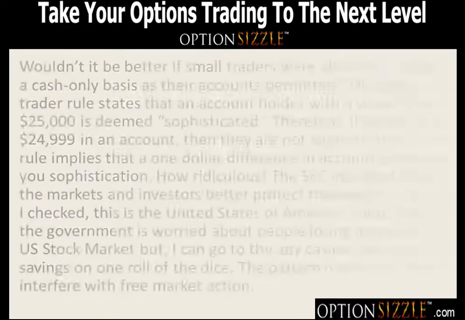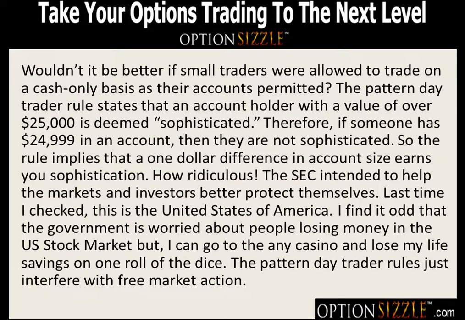Wouldn't it be better if small traders were allowed to trade on a cash-only basis as their accounts permitted? The pattern day trader rule states that an account holder with a value of over $25,000 is deemed sophisticated. Therefore, if someone has $24,999 in an account, then they are not sophisticated. So the rule implies that a $1 difference in account size earns you sophistication. How ridiculous! The SEC intended to help the markets and investors better protect themselves.